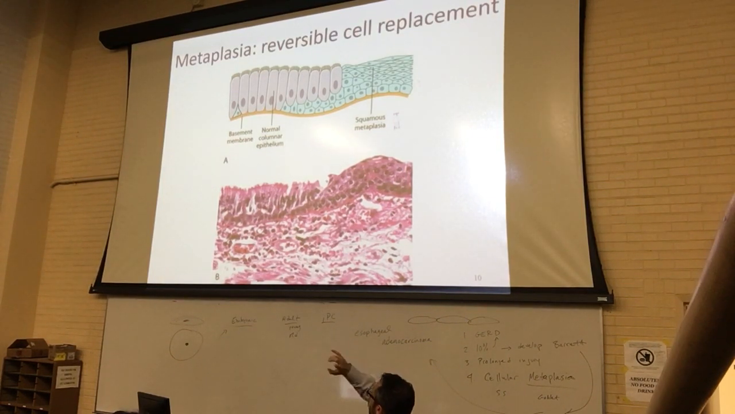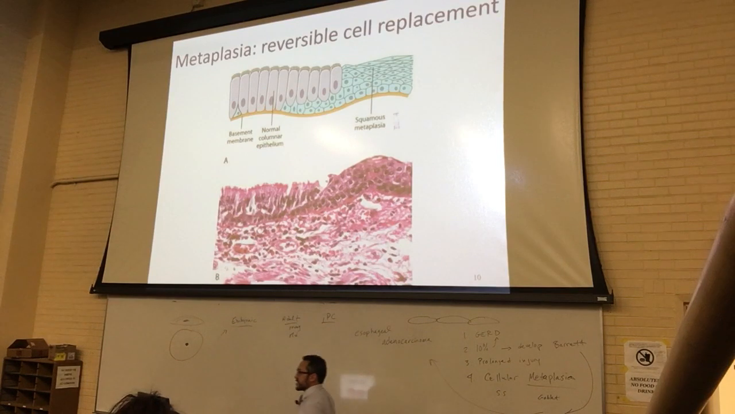One second, and I'll get to you in just a second. So you've got your columnar epithelium that's ciliated. You guys remember the ciliated epithelium that lines the trachea? And then over on the right, it's squamous. Why does it go from ciliated to squamous? Why is squamous the change? What is it trying to do? It's trying to protect itself.